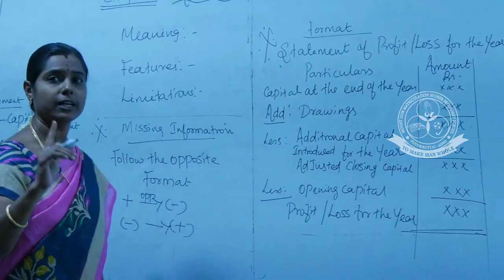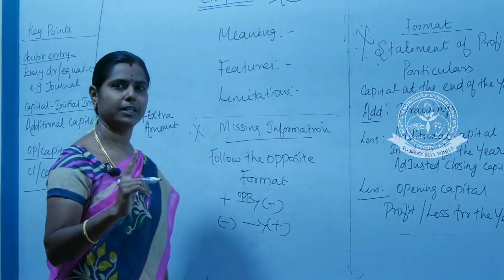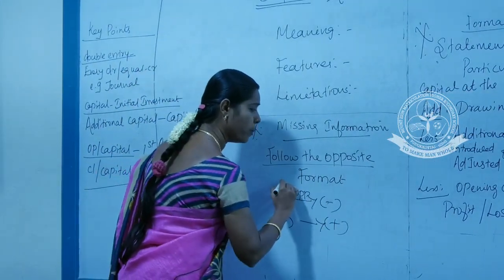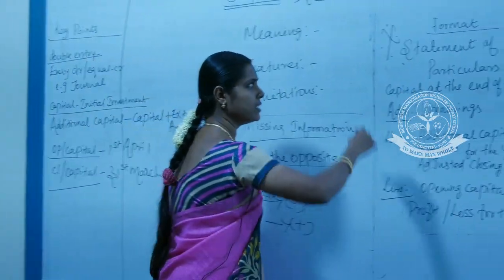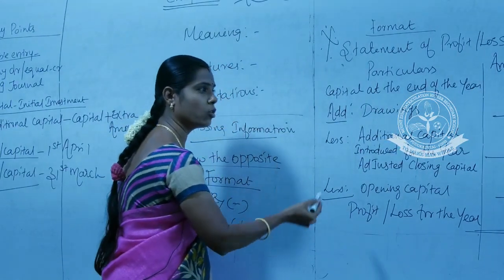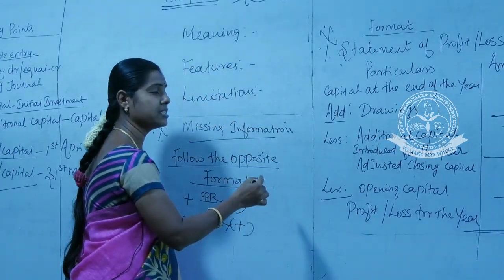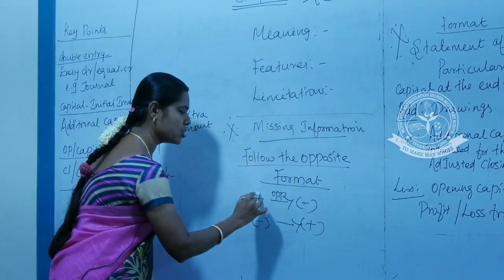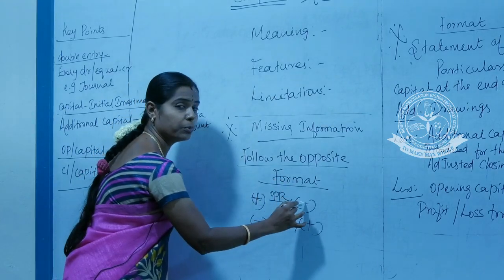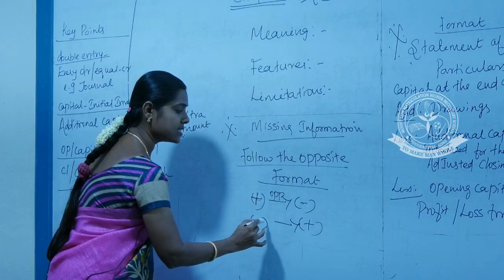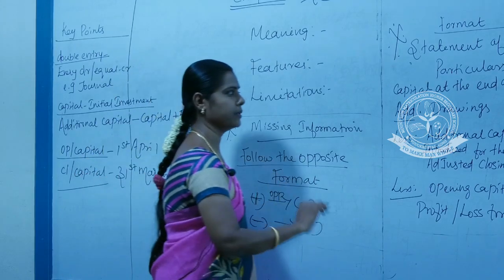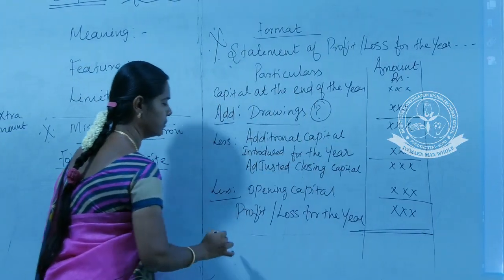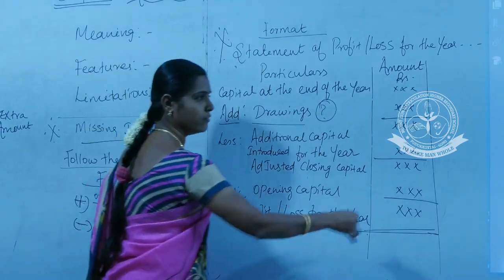When we are finding the missing information, we have to keep only one thing in mind: follow the opposite format. This is the actual format. When we find the missing information, we make the opposite format. If you would add something, here you have to subtract it. If you would subtract something, here you add it. For example, if you are going to find the drawings here, the amount is not given, so we have to follow the opposite format I mentioned.